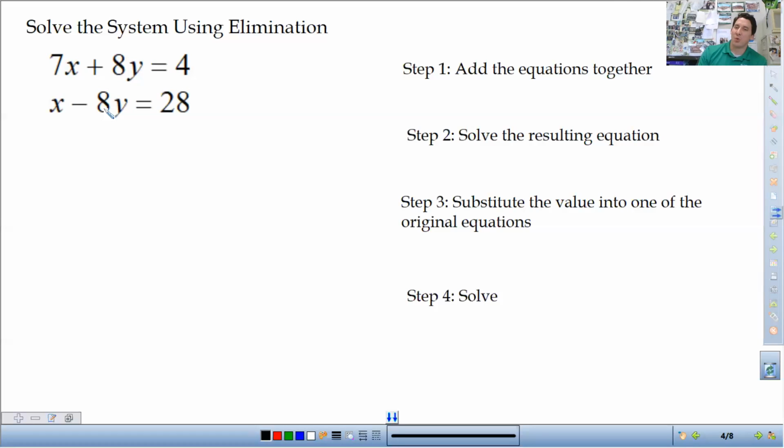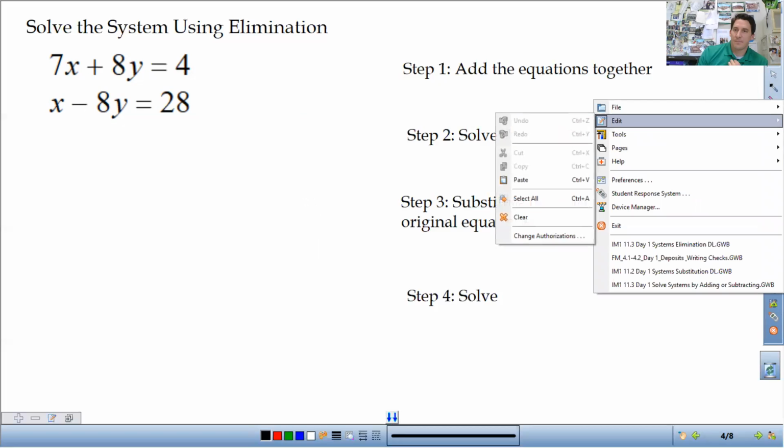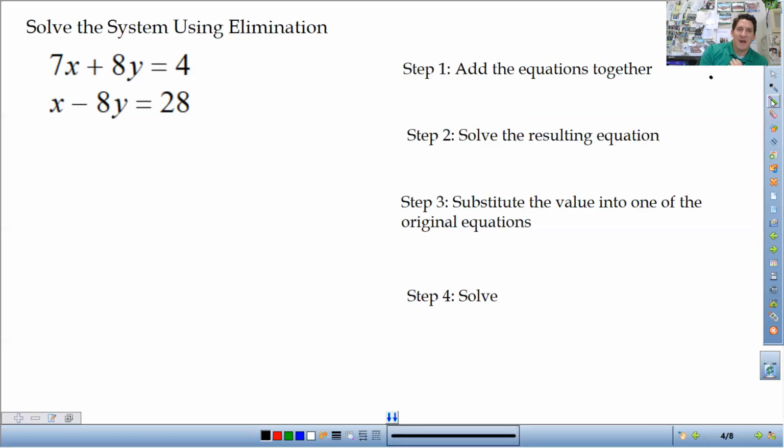For elimination to work, what you need is on one of the variables, on either the x or the y, they need to have the same coefficient. Remember, the coefficient is the number in front of the variable, and one needs to be positive, one needs to be negative. So here, again, we have a positive 8y and a negative 8y. That is good. That's exactly what we were looking for. Same number, one positive, one negative.